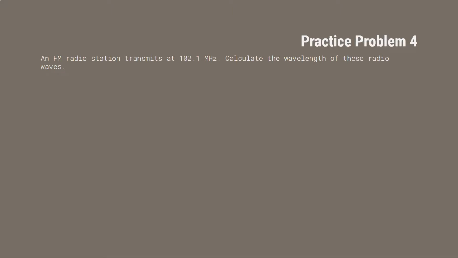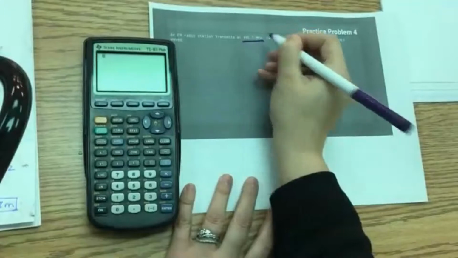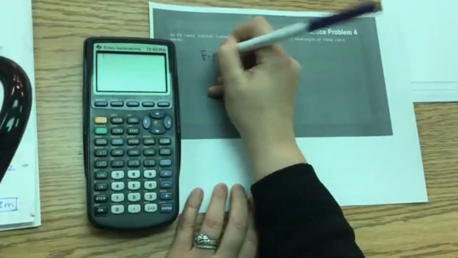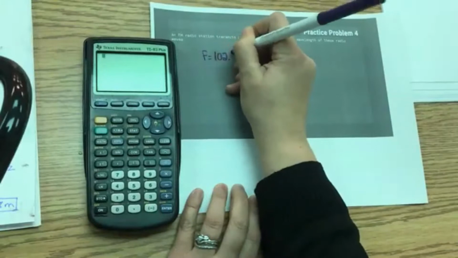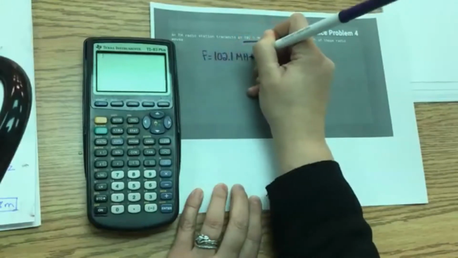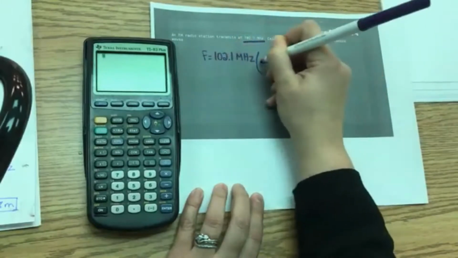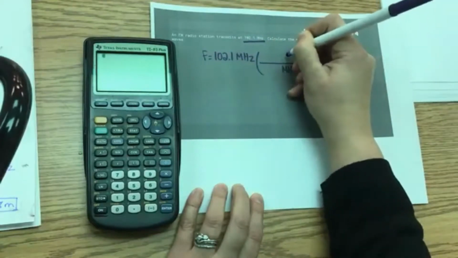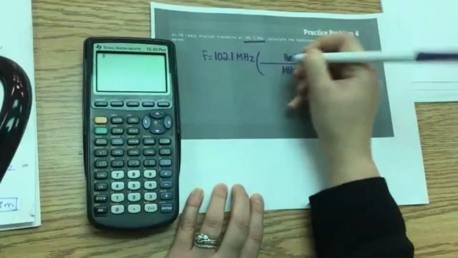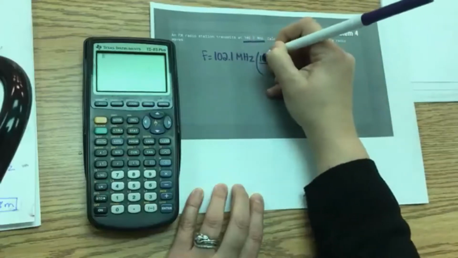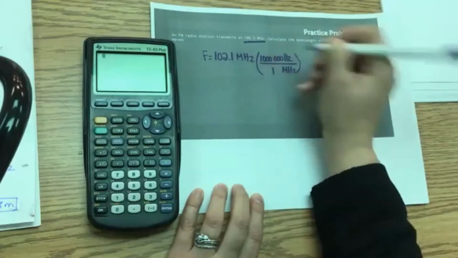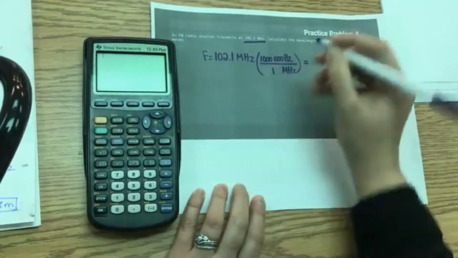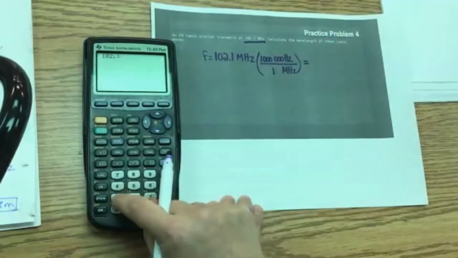We're going to solve for the wavelength of FM radio stations that emit 102.1 megahertz. So again, I make sure I know my constant. My frequency is 102.1 megahertz, but you should recognize from last time that we do not use megahertz. We want to make sure that we put it in the correct units. So megahertz goes on the bottom because it's the biggest. Hertz goes on the top. For every 1 megahertz, there's 1 million hertz.